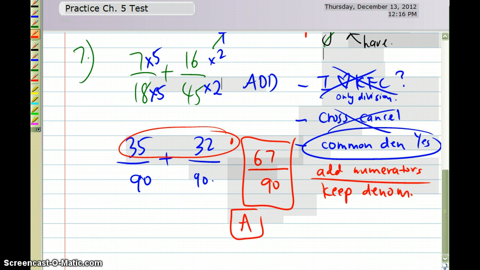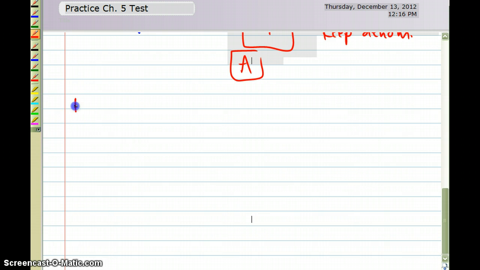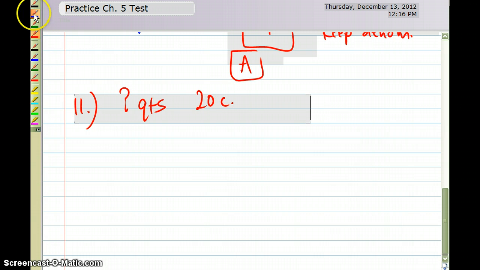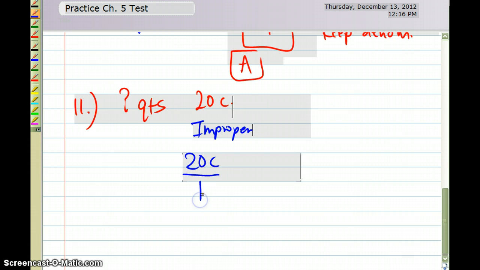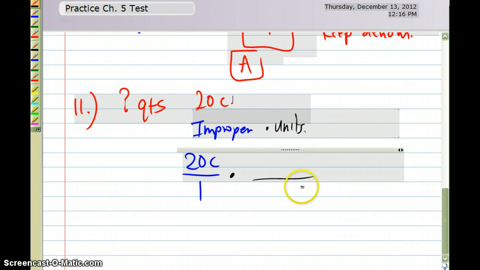And number 11, okay, I'm going to start out figuring out how many quarts are in 20 cups. So when I begin my question, I use the improper fraction to start, because I'm going to use fractions to multiply. So I start with 20 cups over 1, and then I'm going to multiply a new fraction, which is the units that I need. The units that I need are quarts and cups.